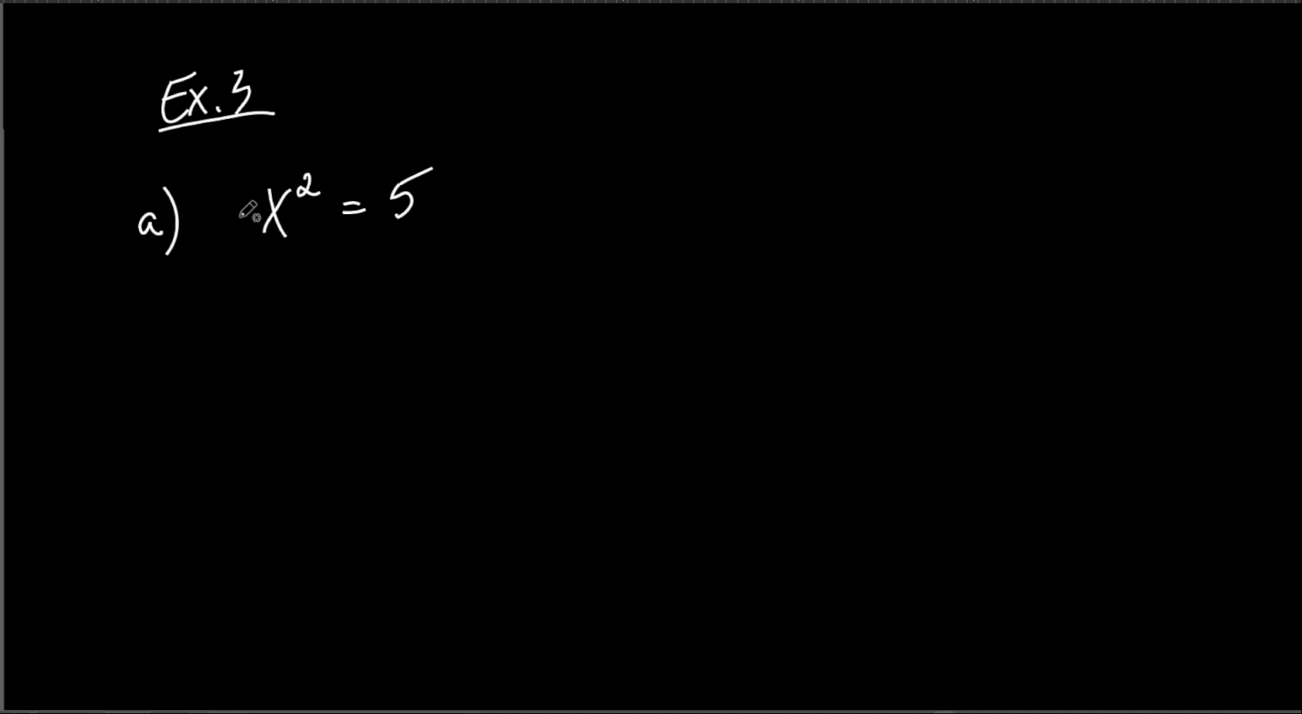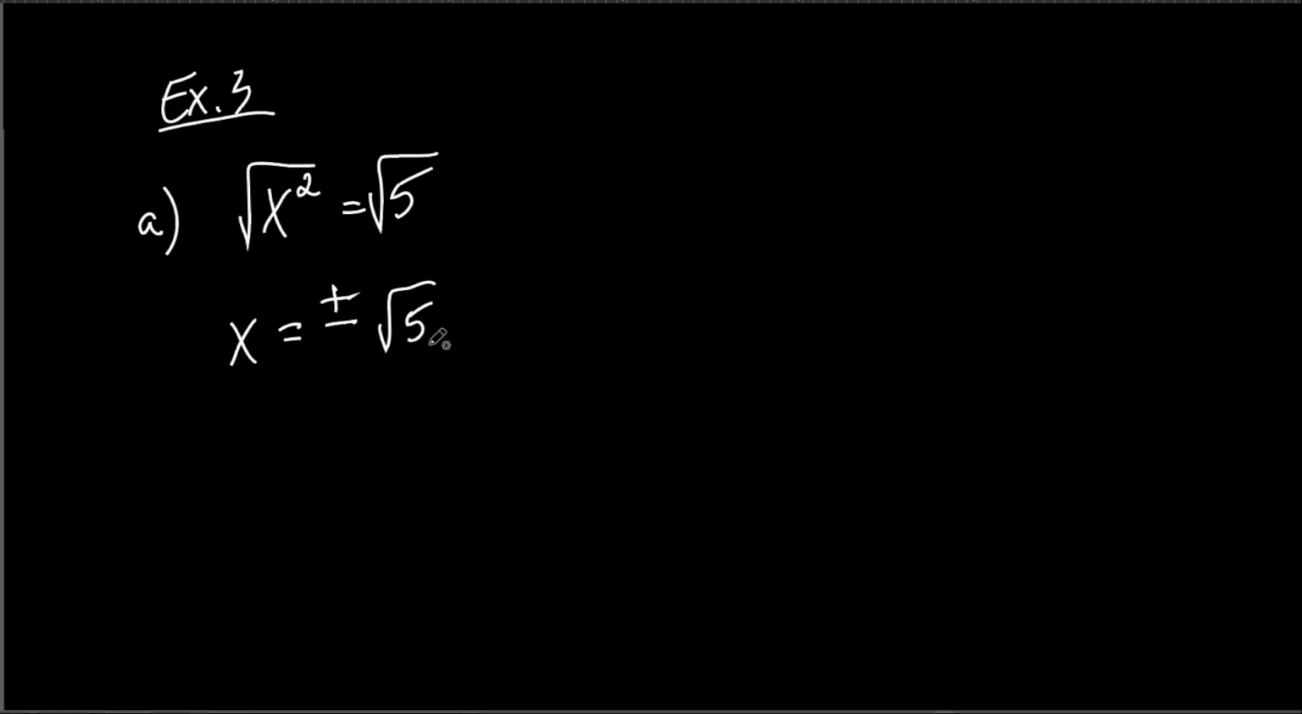I got to get rid of the square. So I take the square root of this side, and I take the square root of this side. But remember, see, these cancel out. Remember, it's not just a positive square root of 5. It's a what? It's a positive and a negative square root of 5.